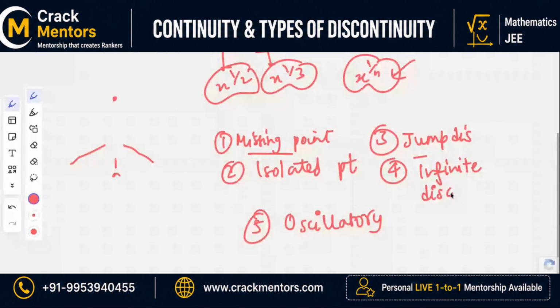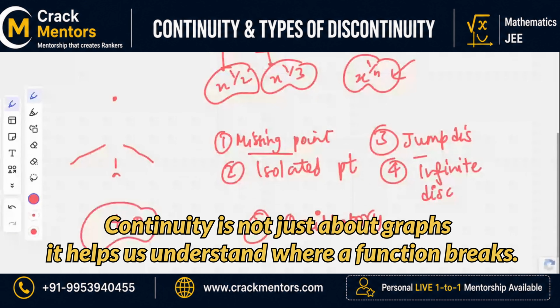Then infinite discontinuity is what? When your limit is giving you plus minus infinity. We only consider a limiting value if it's a finite value, right? If it is giving me positive or negative infinity, you would say that the limit is not defined. And oscillatory is, for example, let's say sine, similar to jump discontinuity actually.